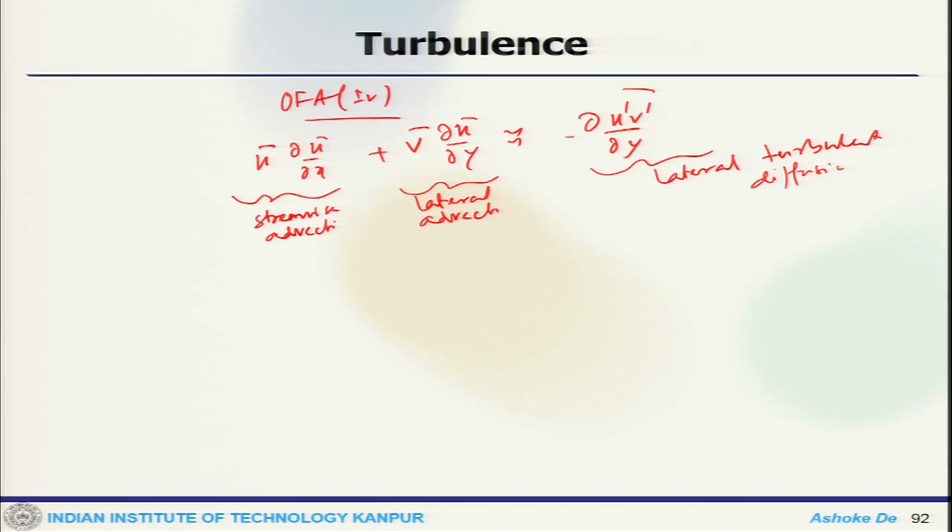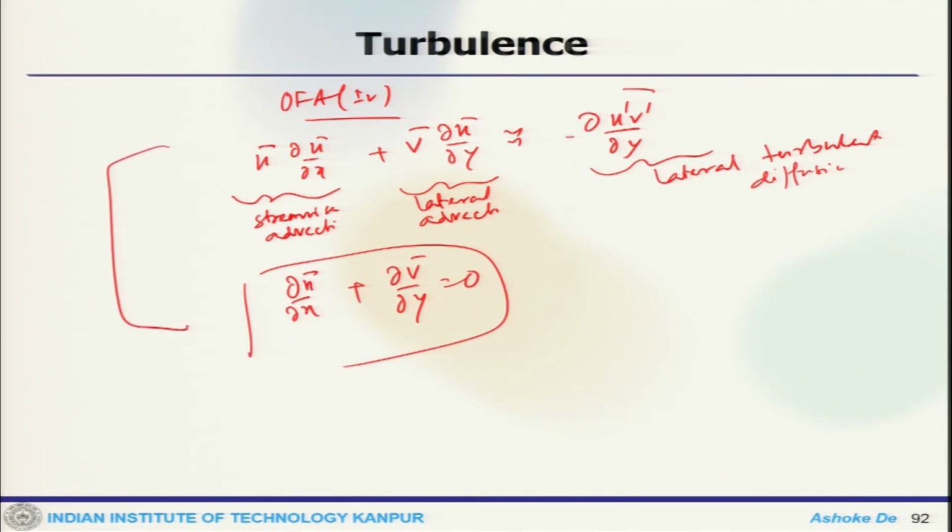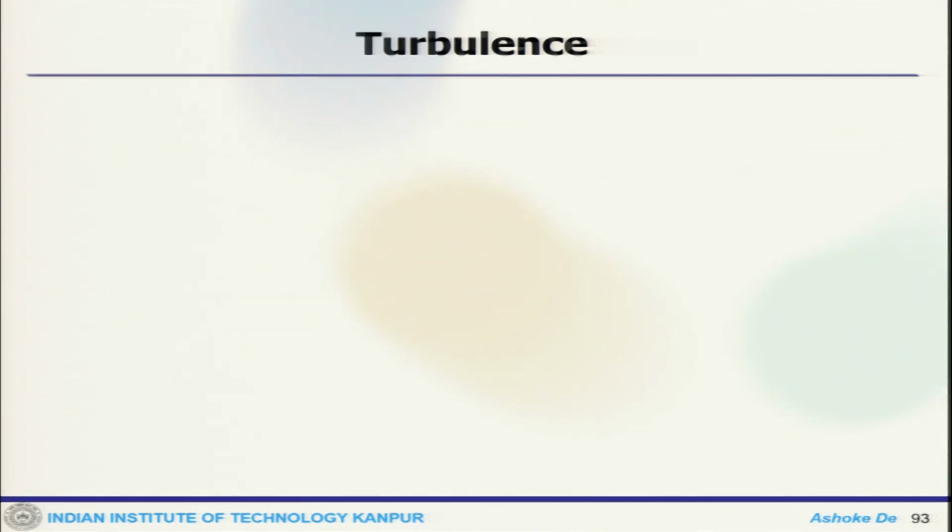Now, this can be solved along with the continuity equation, which is del u bar by del x plus del v bar by del y equals 0. So, these two should be solved, then we get the self preservation.